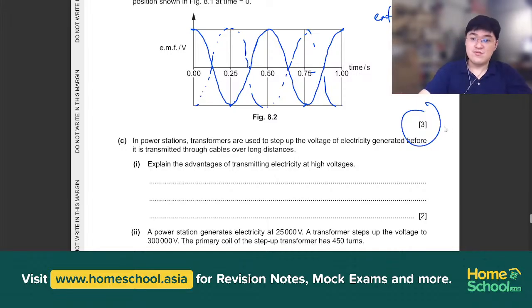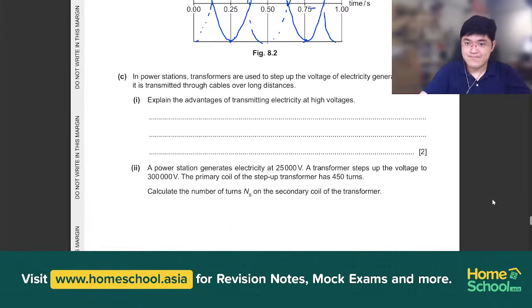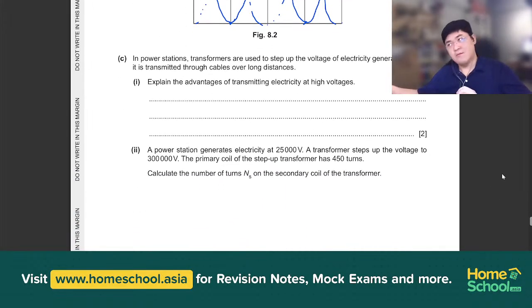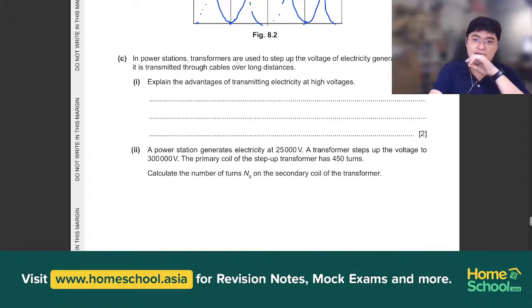Okay, let's move on to part C. Let's try and answer this. In power stations, transformers are used to step up the voltage of electricity generated before it is transmitted through cables over long distances. So we have transformers now. We are to explain the advantages of transmitting electricity in high voltages. Why do we transfer electricity in high voltages? Why is this advantageous for us?